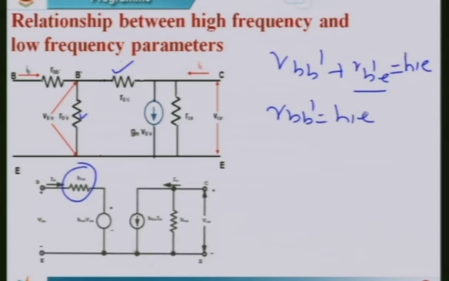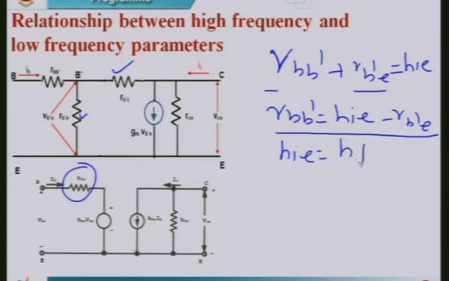hie minus rb'e. This means that the rbb' value varies as the temperature varies. This is also approximately equal to this value, and from this value we can say that hie is equal to hfe times VT by the magnitude of IC. From this we are finding the relation between this and this.